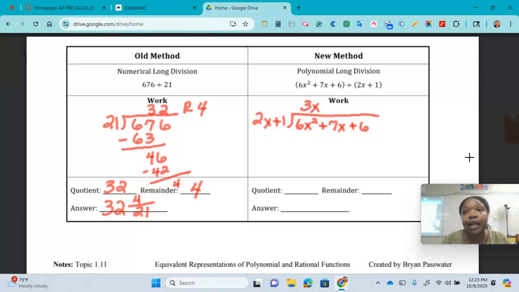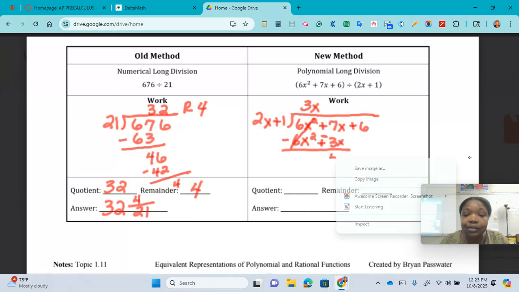3x times 2x is 6x squared. 3x times 1 is 3x. Now what do we do? Subtract both terms, which makes both of them its opposite on the bottom. So the 6x squared and the negative 6x squared cross out. 7x minus 3x is 4x. And we bring down the 6.